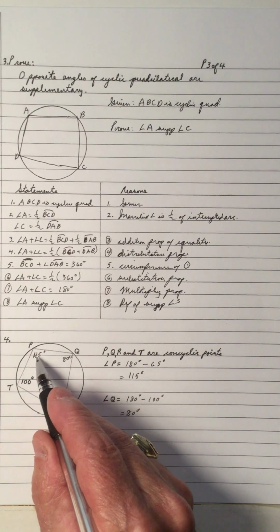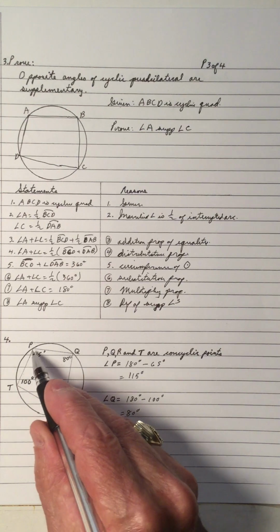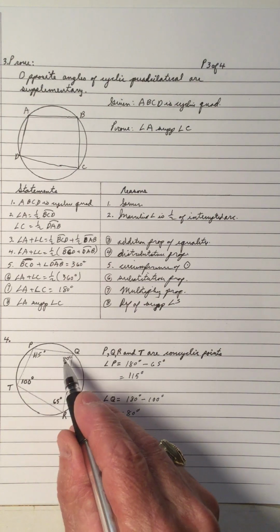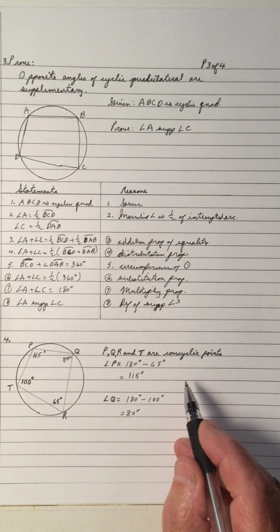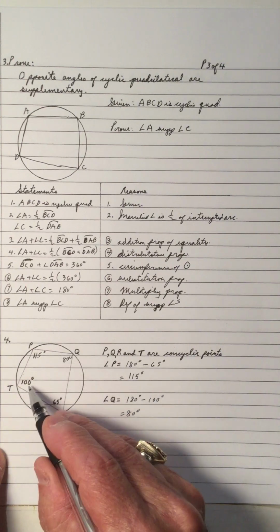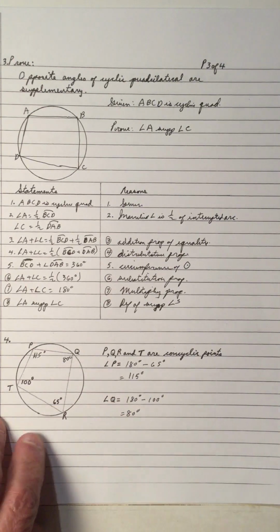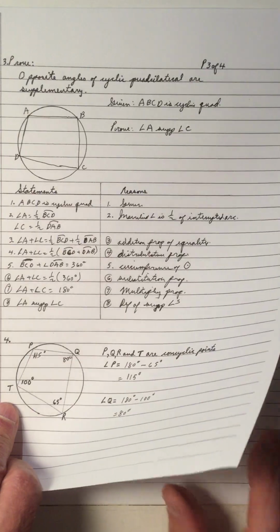So if we take 115, add on 65, you get 180. You take 100 and add on 80, you get 180. Because the opposite angles of a cyclic quadrilateral are supplementary.